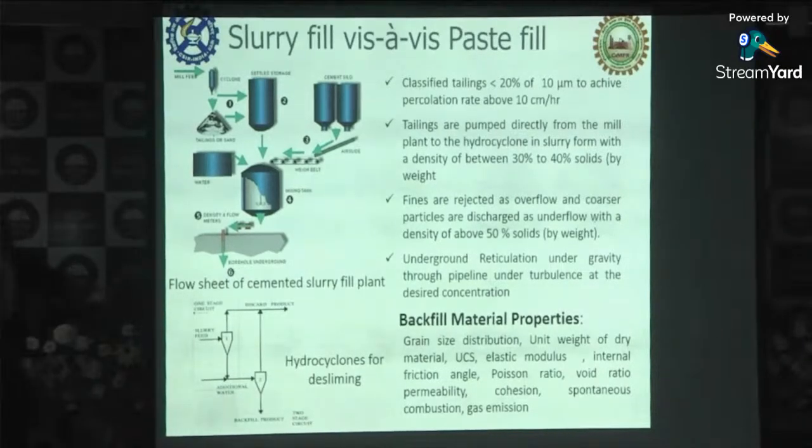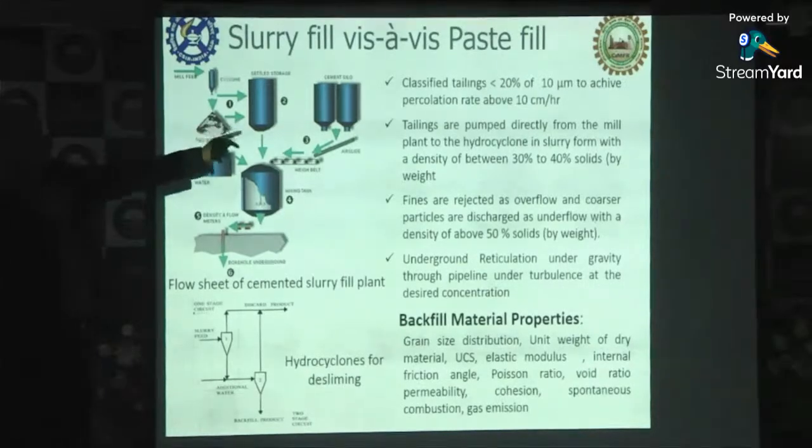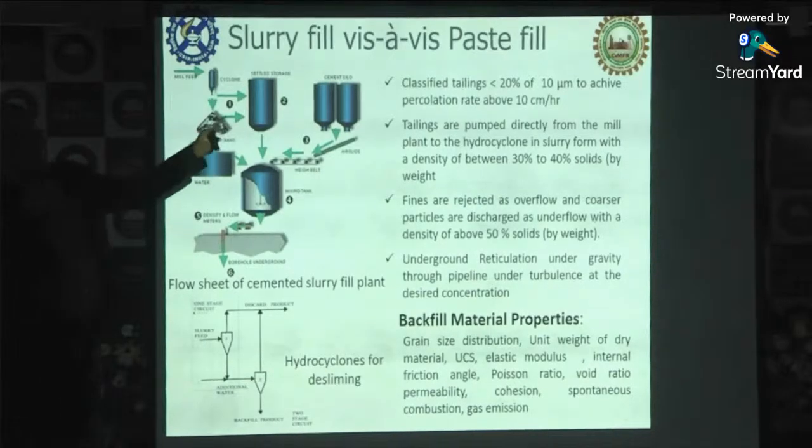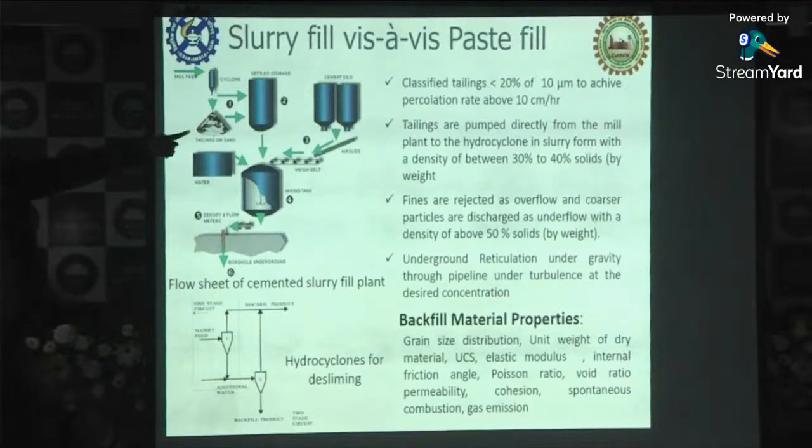Hydrocycloning can be done in two circuits if you want strict control of the particle size. Otherwise we can go for one hydrocyclone also. Classified, so what is the requirement? Classified tailings should have not less than 20% of the particles less than 10 microns to achieve a percolation rate of 10 centimeter per hour. This is determined in our laboratory.